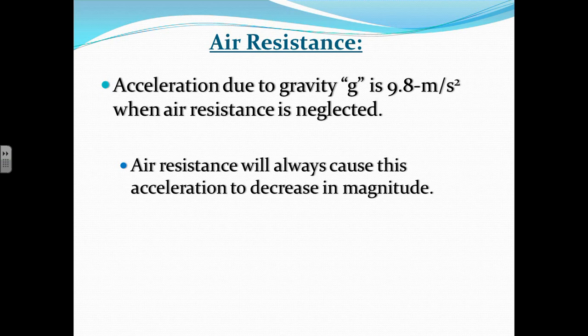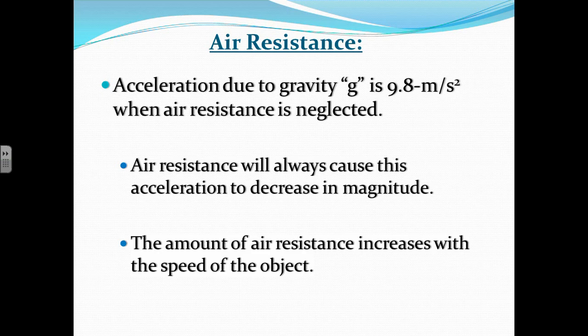The main idea that you want to realize now is that air resistance will always cause this acceleration to decrease in magnitude. And this decrease in the magnitude of the acceleration caused by gravity depends on how fast the object is moving. So the faster the object is moving, the more air resistance will come into play. In fact, at one point, the air resistance will be so much that it will actually cancel out all the acceleration due to gravity. This is what we call terminal velocity, when all the drag forces are matching up with all the forces that are pulling it. But we're talking about accelerations now, and we'll talk about drag forces and drag coefficients in our next unit.